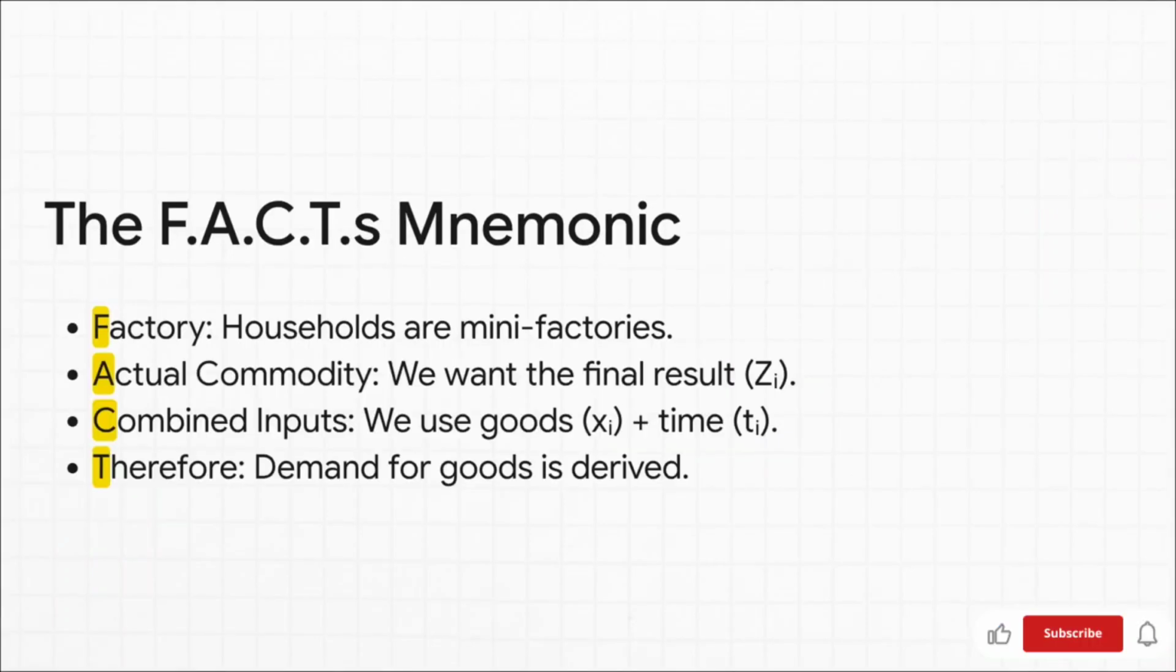So let's break it down. It's super easy. F is for factory. Your household is a mini factory. A is for the actual commodity, the final thing you really want, not just the raw ingredients. C is for the combined inputs. You have to combine goods and time. And T is for therefore. Put it all together, and therefore the demand for goods is derived. Just explain those four points, and you've got a fantastic structure for your answer.